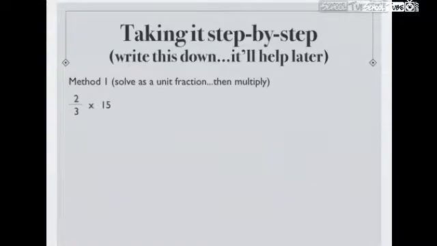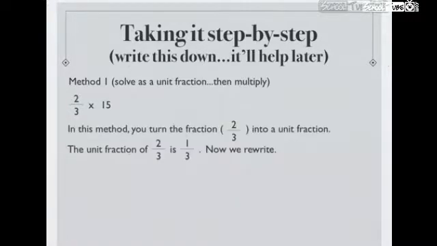So for example, if we have 2/3 times 15, well, in this method, you turn your fraction, 2/3, into a unit fraction. So a unit fraction, remember, is when you have a numerator of 1. So the unit fraction of 2/3 would just be 1/3. So for now, we're sort of ignoring that 2 as the numerator and replacing it with a 1. And we'll come back to it. So if I rewrite it, it becomes 1/3 times 15.